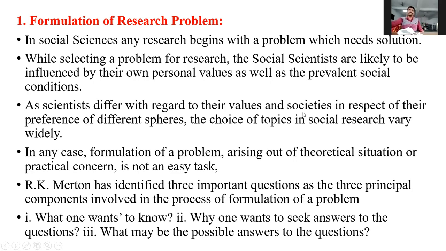While selecting the problem of research, social scientists are likely to be influenced by their own personal values as well as the prevalent social conditions. It means the researcher must have knowledge about that particular problem or issue. Then only can you tackle the issue in a systematic manner. And behind that, the researcher must have their own personal values about the social conditions of the particular area where we want to continue the study.